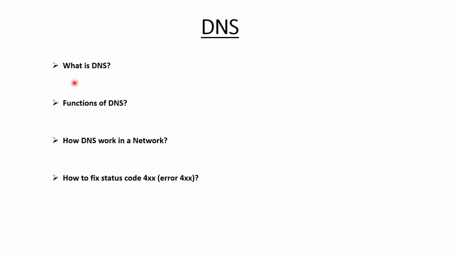In today's video, we are gonna see about DNS. What is DNS? Functions of DNS, how DNS works in a network. And at the end of the video, I'm gonna give you some tips and tricks about how to fix the source code 400 or error which are in the range of 400 to 499. Some of the common errors are error 404 page not found or error 400 bad request. So make sure to watch till the end.